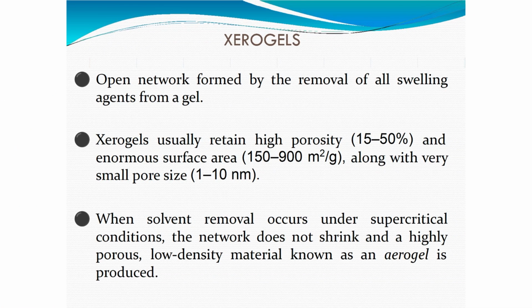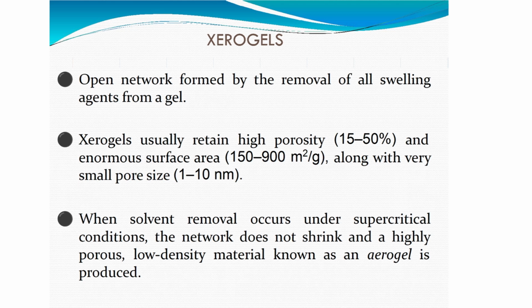Moving on to xerogels. A xerogel is an open network formed by the removal of all swelling agents, like water, from a gel. Xerogels usually retain high porosity, around 15 to 50%, and an enormous surface area from 150 to 900 meters squared per gram, along with very small pore sizes of just 1 to 10 nanometers. Here's a cool fact. When solvent removal occurs under supercritical conditions, the network doesn't shrink, and a highly porous low-density material is produced. This is known as an aerogel.